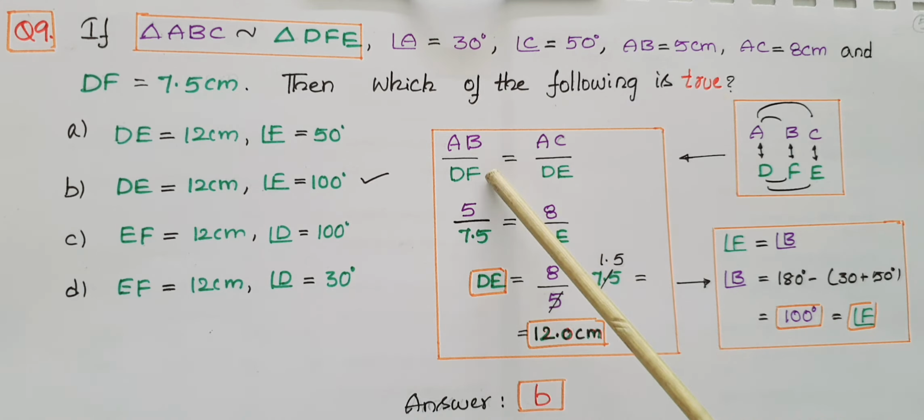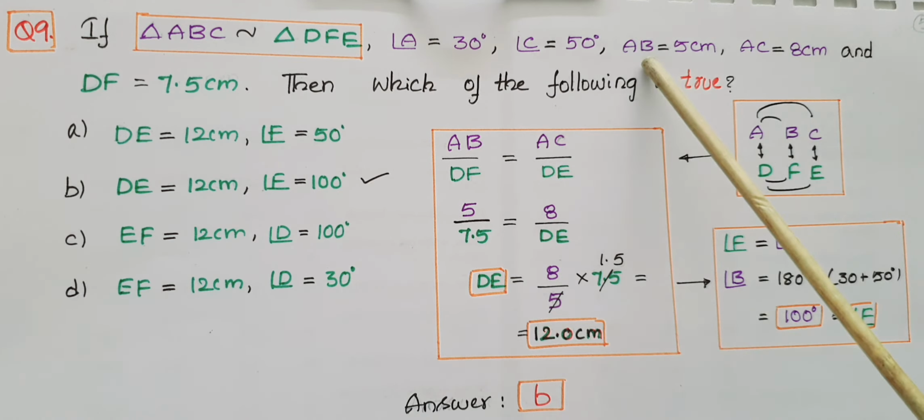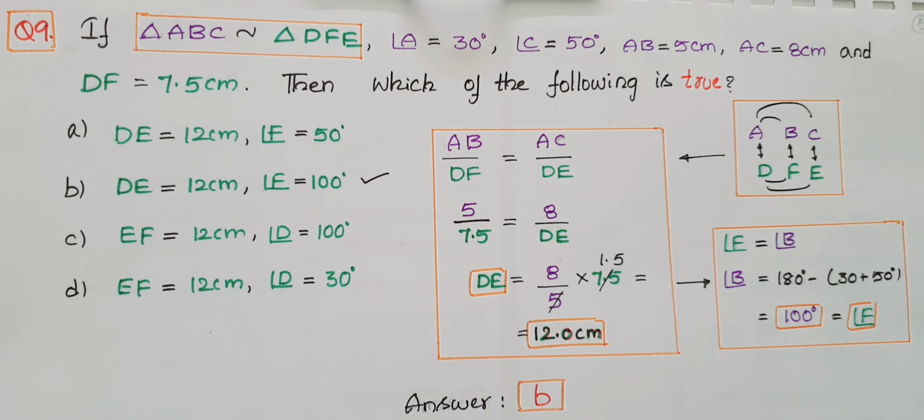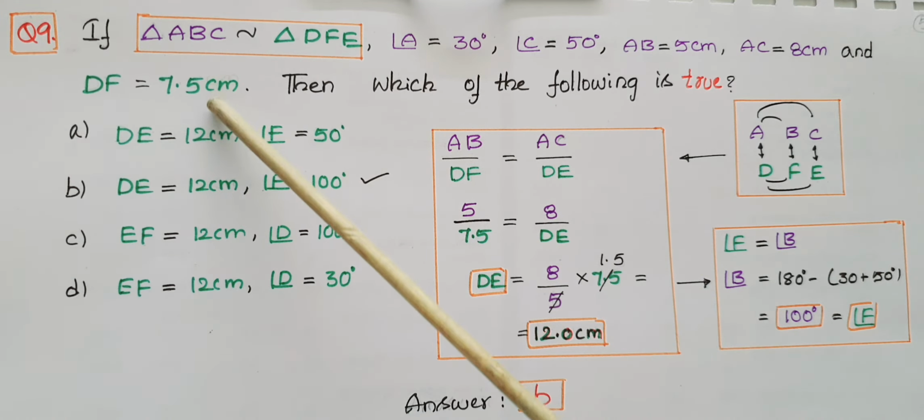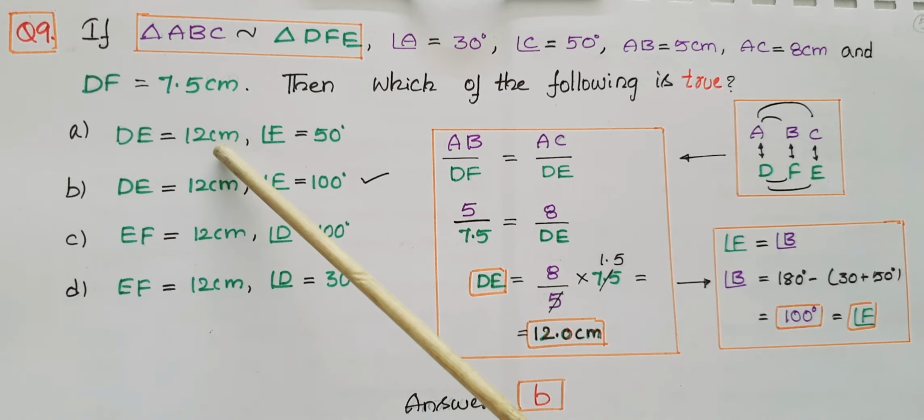So AB by DF is equal to AC by DE. Why? Because here AB and AC values are given, so we can take AB and AC. So AB by DF is equal to AC by DE. Then AB, AC, DF values are given. Apply those values here and find the DE value, that is 12 centimeters. So DE is equal to 12 centimeters.